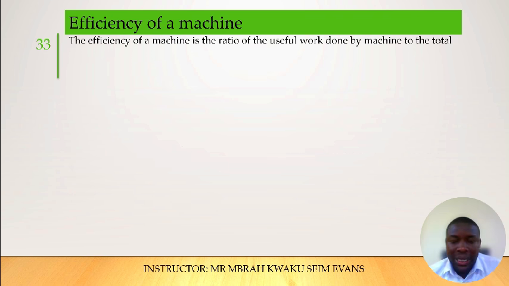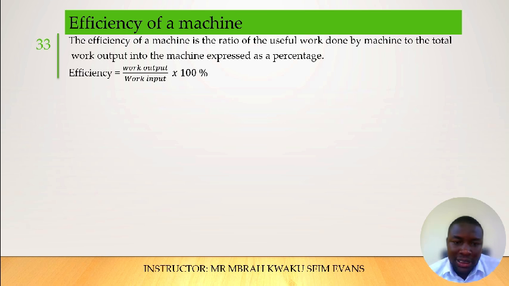Now we move on to another terminology in machines, which is efficiency. What is the efficiency of a machine? The efficiency of a machine is the ratio of the useful work done by the machine to the total work input to the machine, expressed as a percentage. So efficiency is equal to work output over work input times 100.